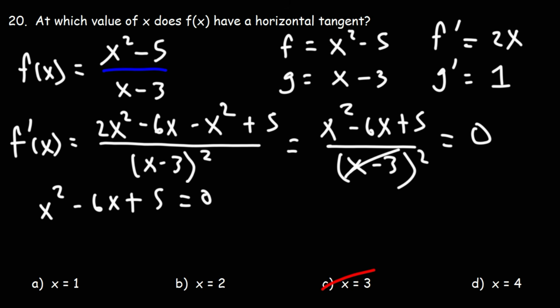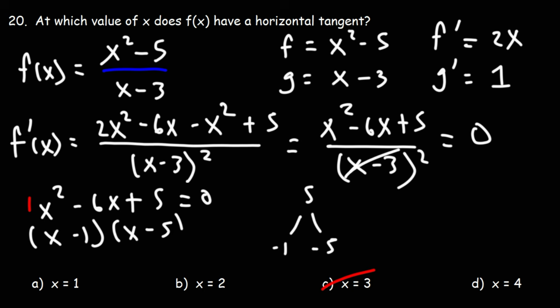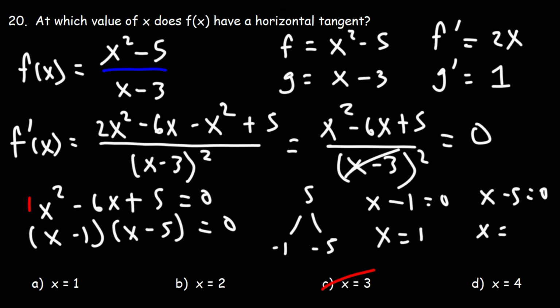What we need to do is factor this trinomial. We have a trinomial where the leading coefficient is 1. We need to find two numbers that multiply to 5 but add to negative 6. So this is going to be negative 1 and negative 5. So to factor it, it's going to be x minus 1 times x minus 5. Using the zero product property, we could set each factor equal to 0, and then we could solve for x. So here we get x is 1, and if we add 5 to both sides, here we get x is 5.